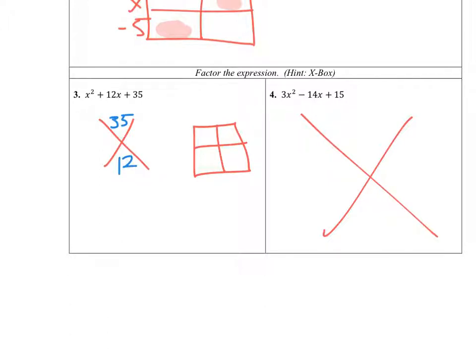So your job now is, using your multiplication chart, find multiplication facts that make 35 but would add together to make 12, and plug everything in and factor it out. So again, your final answer should be in a set x plus or minus what times x plus or minus what.